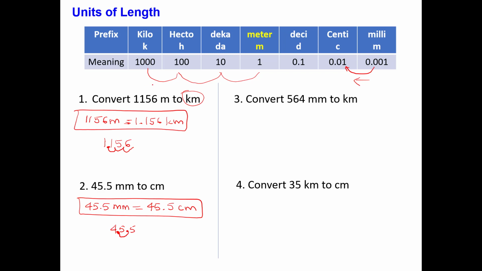Now we want to convert 564 millimeters to kilometers. Let's write here the number. And now we need to see how many places we need to move. The number is in millimeters, we need to move to kilometers. And 1, 2, 3, 4, 5, 6. We need to move 6 decimal places to the left.